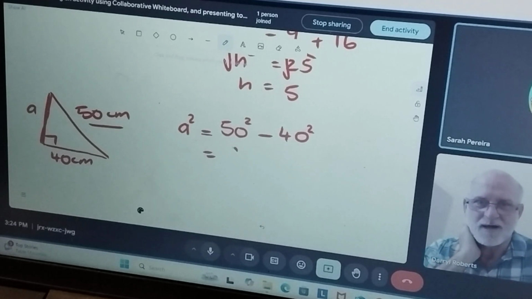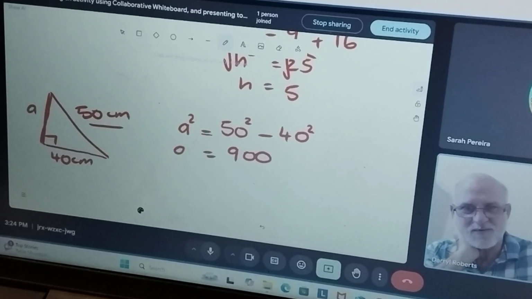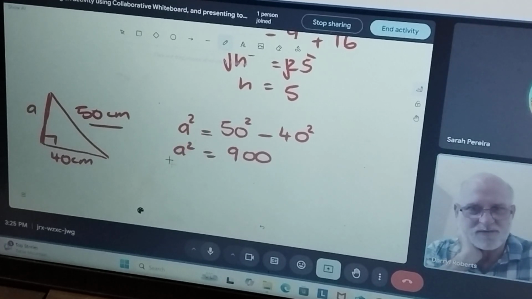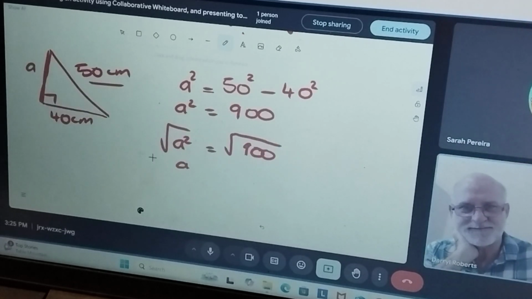900. You know what? I think I've actually, by complete mistake, managed to get this to be a perfect square. Because now we need to square root. So we're going to square root the A squared, and we're going to square root the 900. Do we get a whole number? Aha. So then A equals 30. You did it perfectly. Isn't that cool?